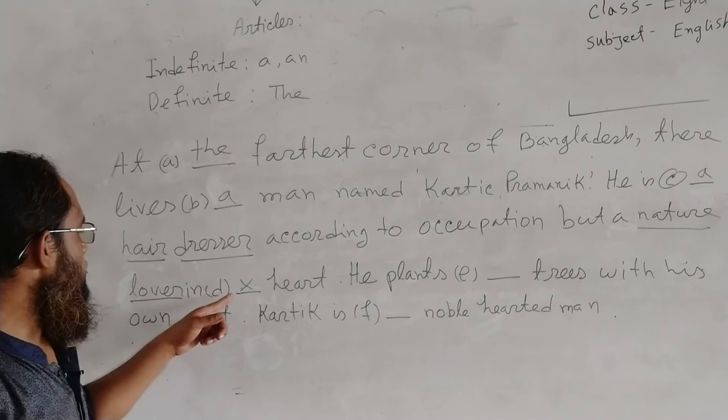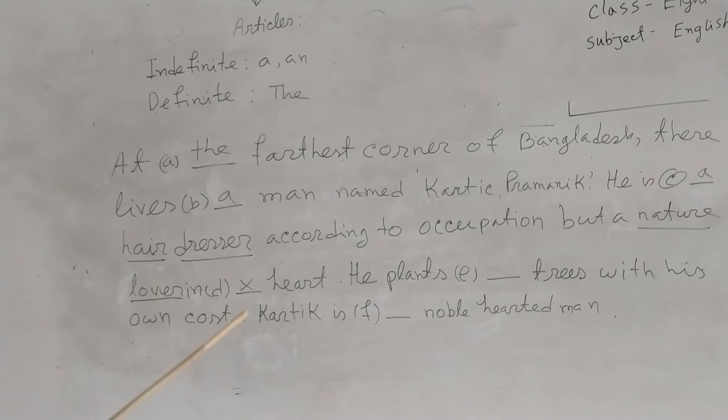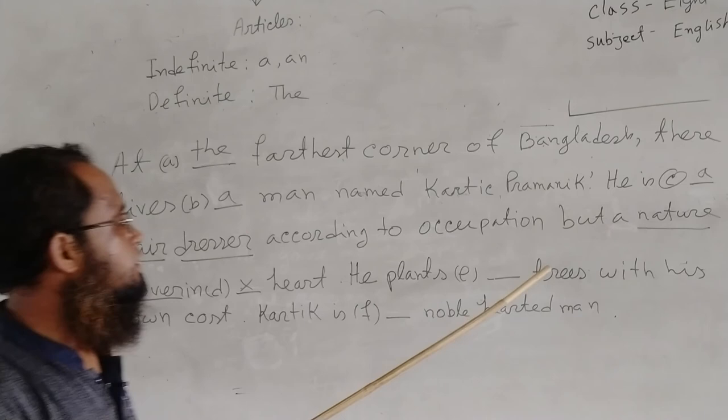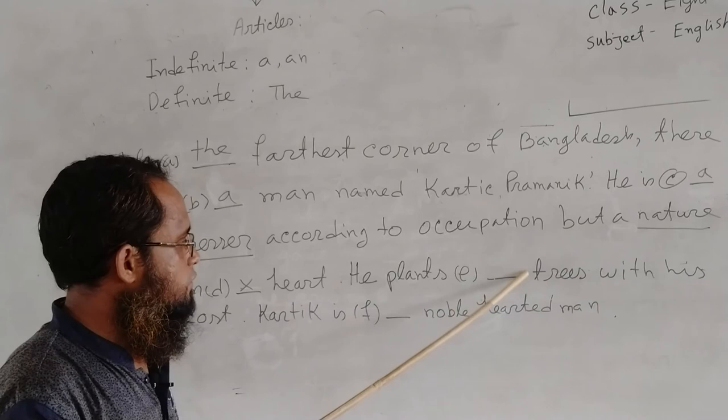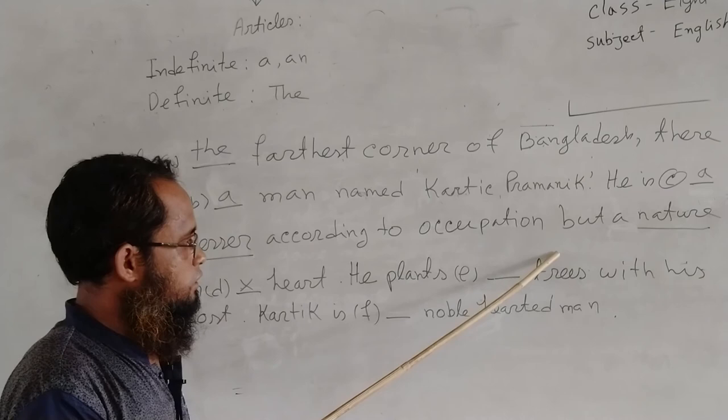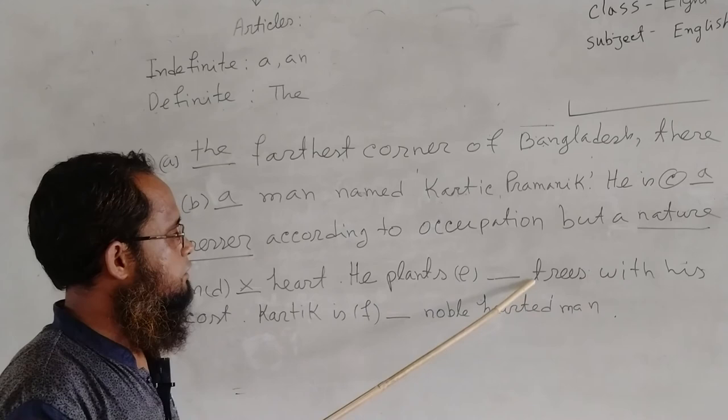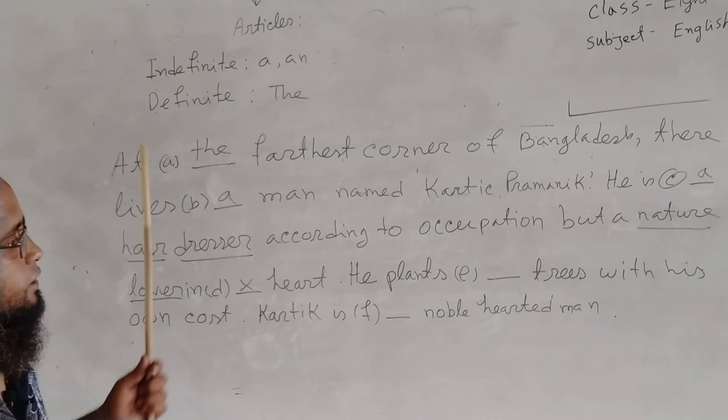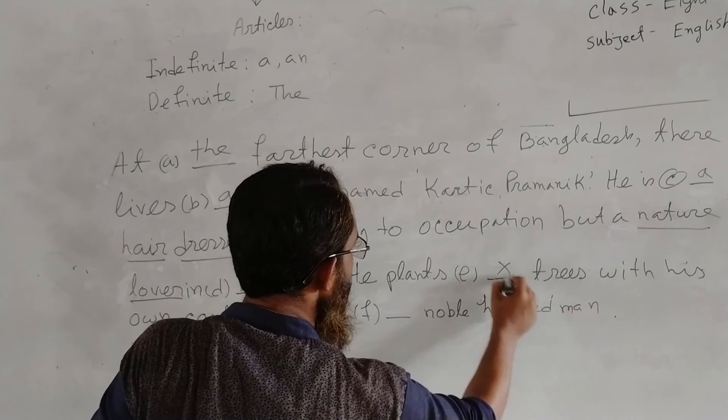So we have used the plus sign. Then we go to the next sentence. He plants dash trees with his own cost. Here, the word trees is a plural, countable noun. But it will not take any article, because it doesn't give a definite meaning. So you need to put the plus sign.